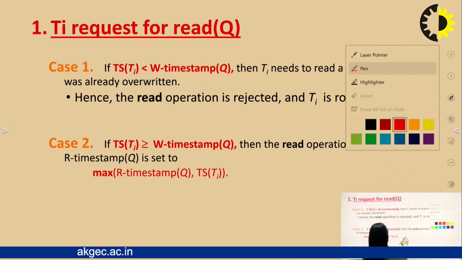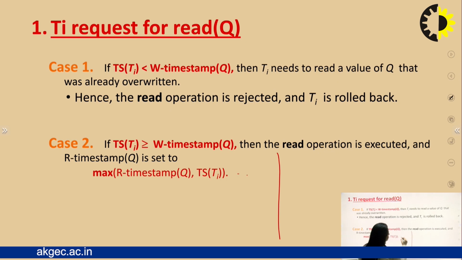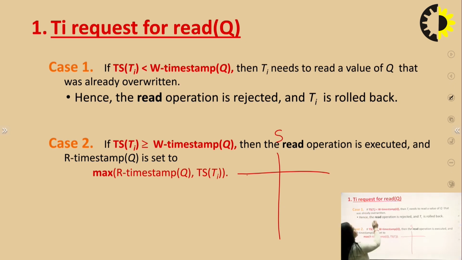Let's take an example. This is the transaction. This is our schedule where the transaction is executing. Let's suppose the timestamp of TI is 5 and the write timestamp of Q is 10. Let's suppose any numbers; these 5 and 10 satisfy this condition. 5 is less than 10, so we can consider these values.